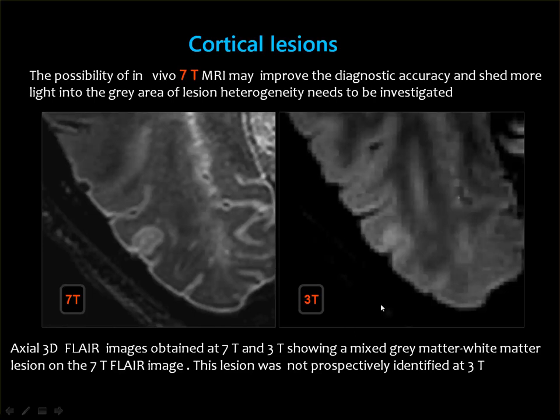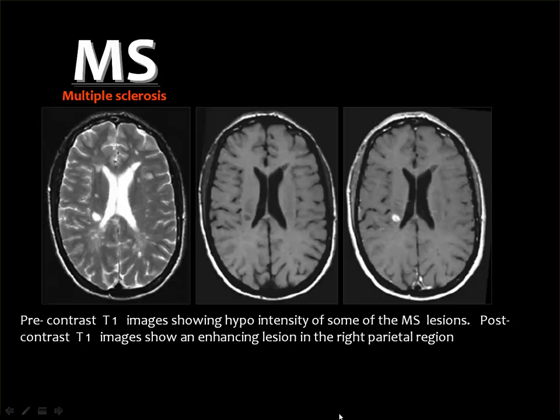Let us look at these two images. This is a 7 Tesla MRI and this is a 3 Tesla MRI. You know, the cortical lesions are one of the pathognomonic features of MS, and they are more appreciated in the 7 Tesla MRI, which is not, to my knowledge, used in clinical practice, at least in our area. Then on the T2 weighted images, you see multiple lesions in the periventricular white matter. The lesions are not appreciated in the T1.